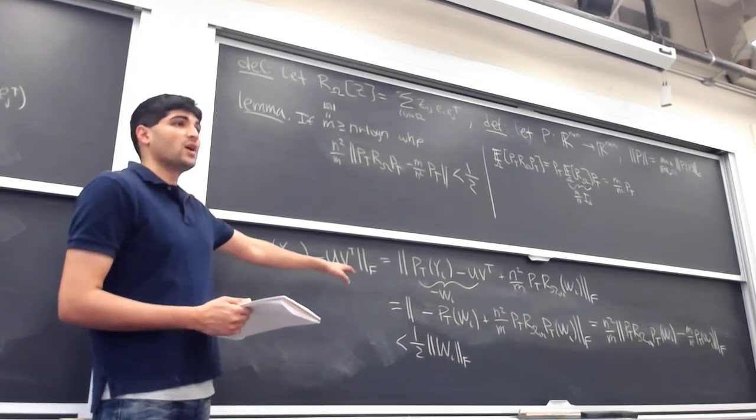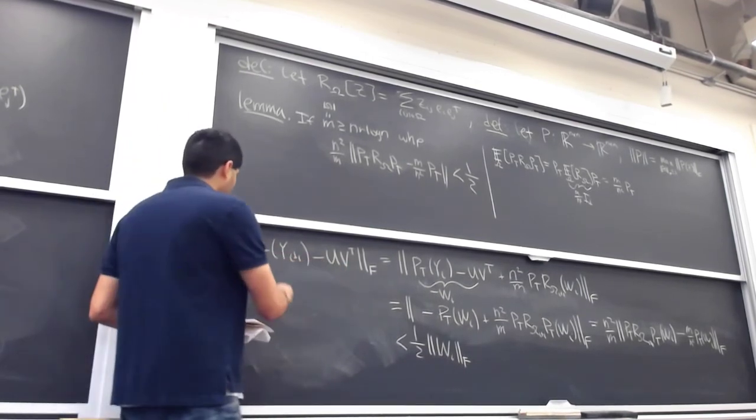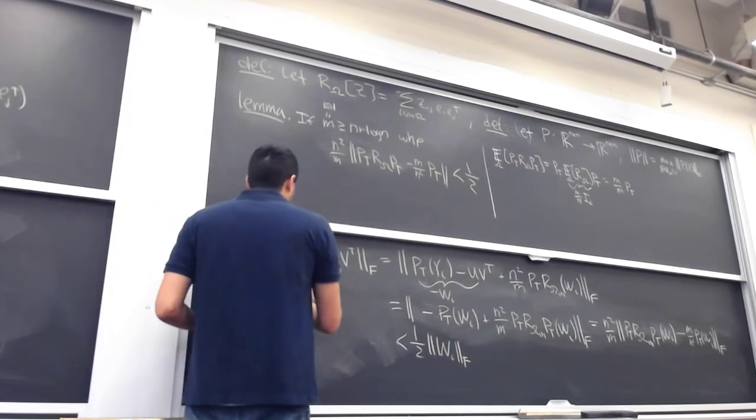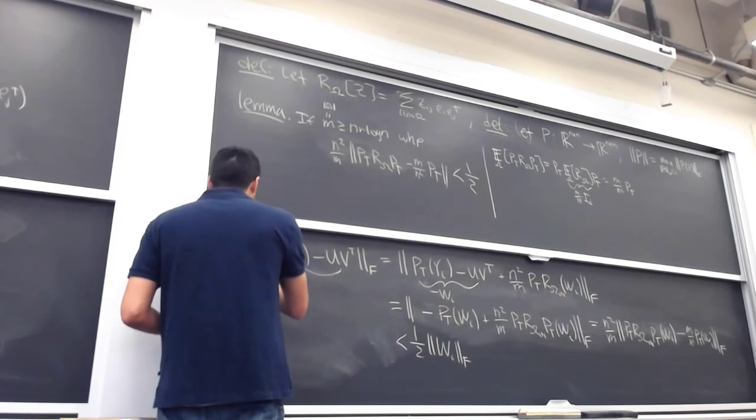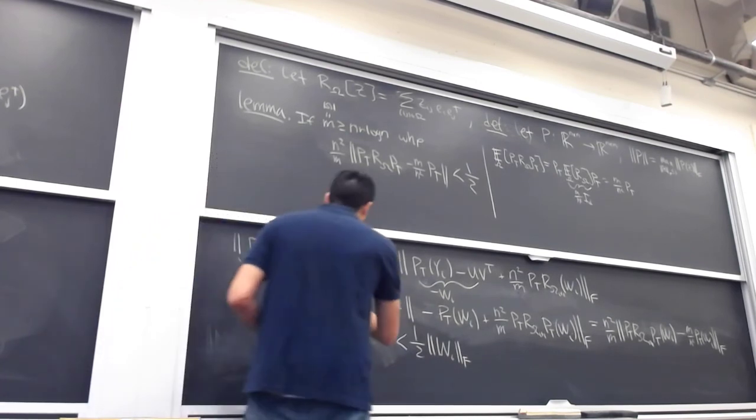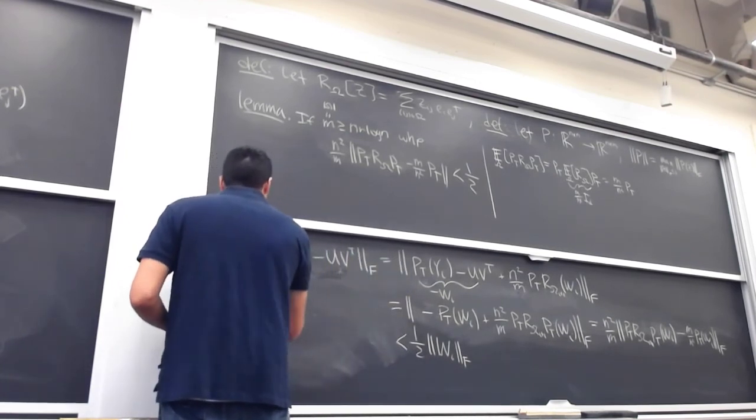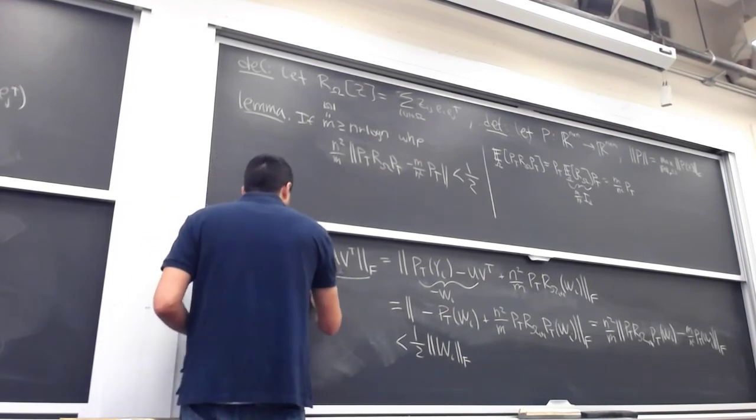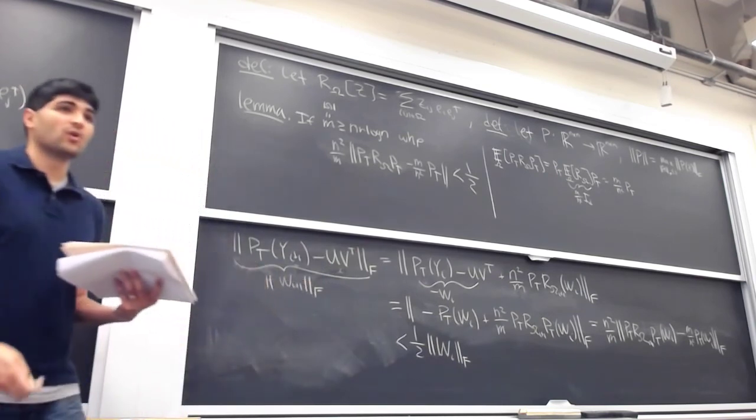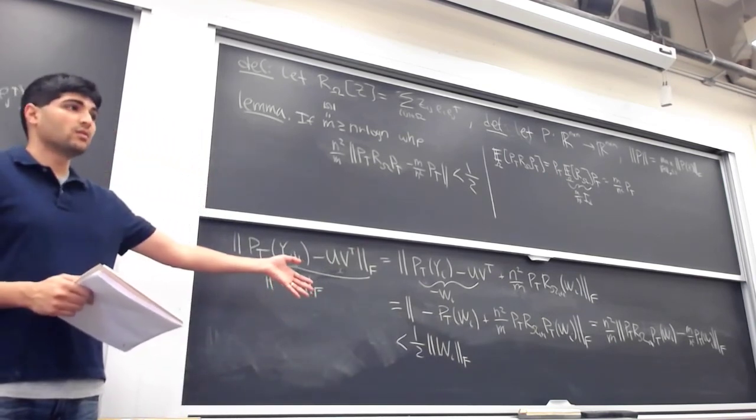That's why golfing makes progress. This right here is really minus W_{i+1}. So it's really this entire quantity that gives us the Frobenius norm, and it's decreasing geometrically.